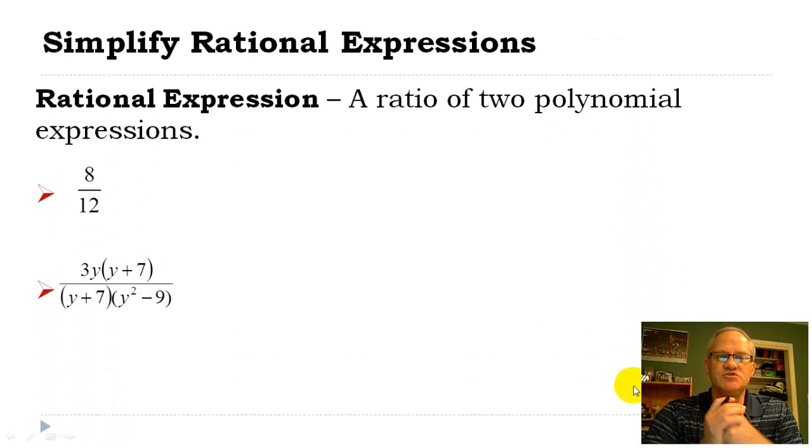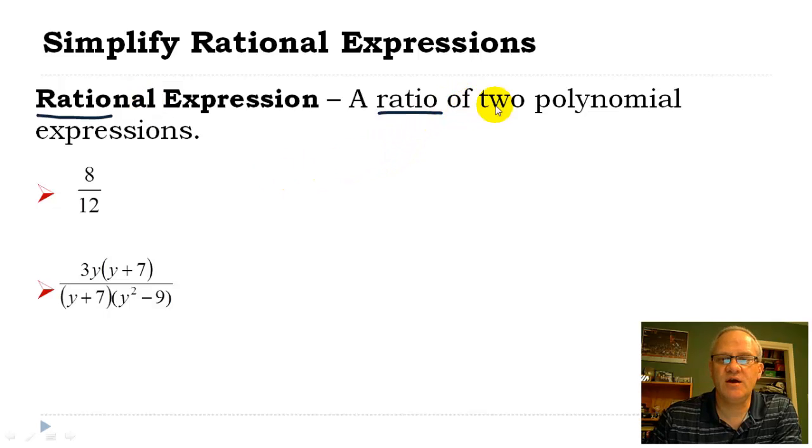All right, so first of all, the first question that you might have is, what is a rational expression? Basically, a rational expression is just a ratio. Look at this, a ratio, rational, maybe that's a way to remember it, of two polynomial expressions. So remember, we've talked about polynomials before, and a rational expression is just some sort of fraction. It could be a fraction like this, or down here where we've got different polynomials involved. Okay, so we want to simplify these.